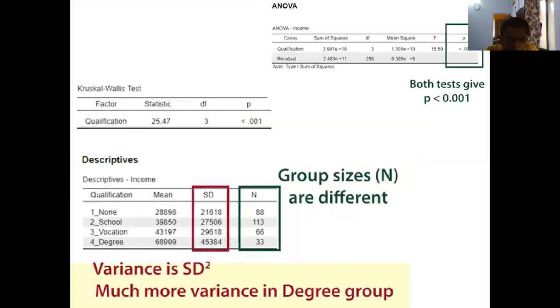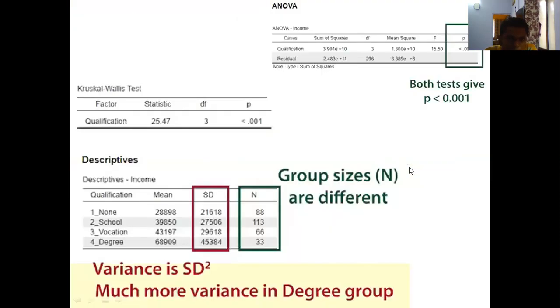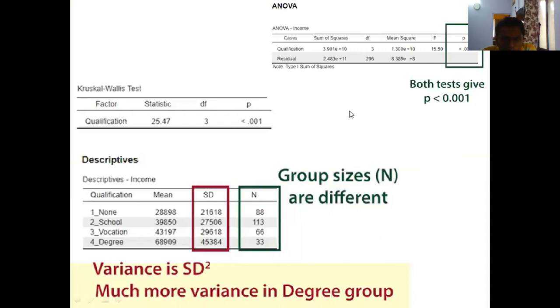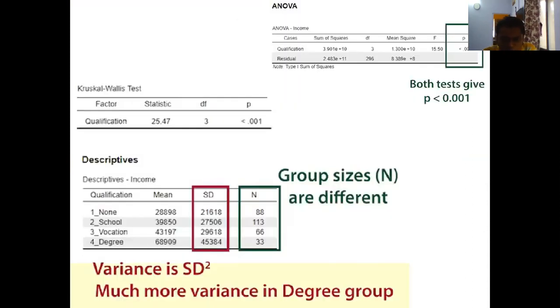Instead of ANOVA, or if the distribution does not follow the normal distribution, you can use the Kruskal-Wallis test, which is a non-parametric test. But in practical experience, most researchers have found that even if they implemented ANOVA, they got similar results to Kruskal-Wallis. So that is the story of one-way ANOVA.